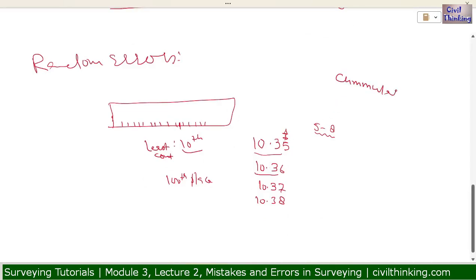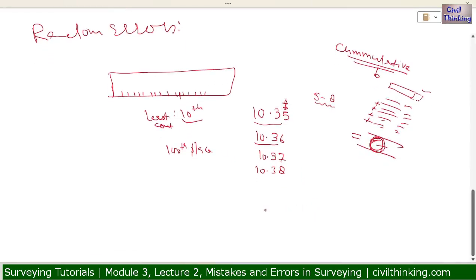What are cumulative errors? Cumulative errors are those which add up. For example, systematic errors are cumulative. If you are measuring a length with a tape which is expanded, all the measurements you take with this tape will have error, and they will add up, so the result will have more error. But here the random errors are non-cumulative.